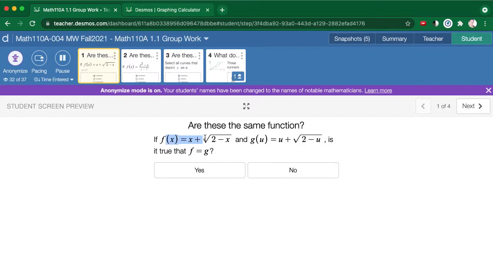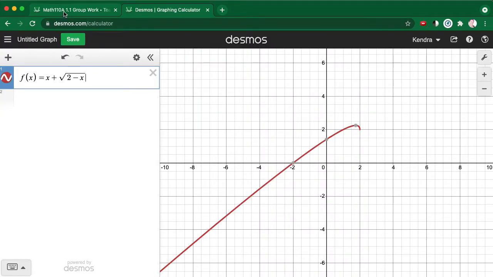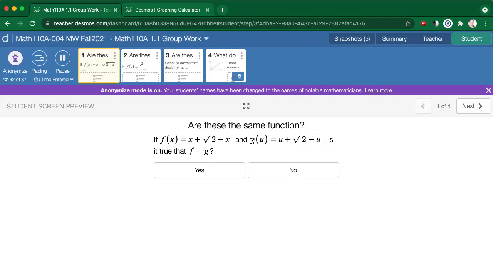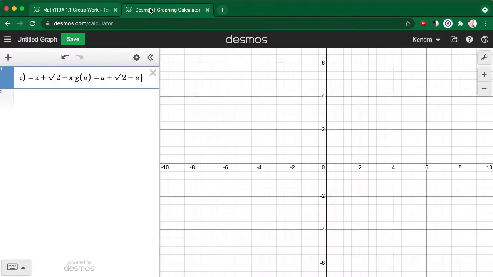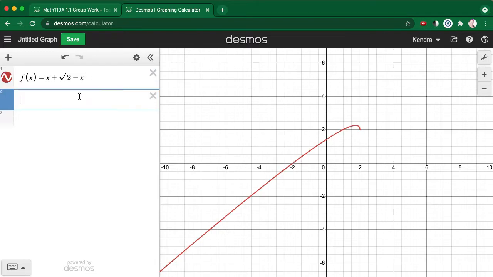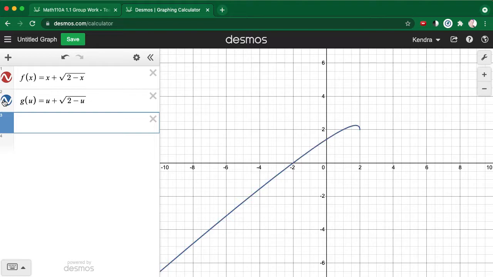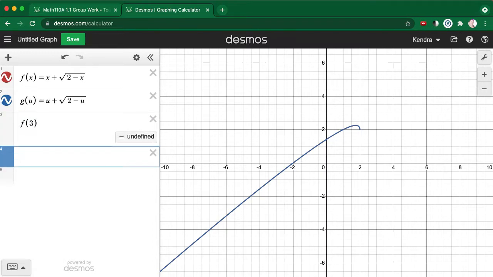So I can actually copy and paste, especially since this is Desmos displaying it. Copy f there and copy g. And if I hide and show g, I can see that they are right on top of each other. If I look at f of 3 and g of 3, why are they undefined? Let's think about why they're undefined.